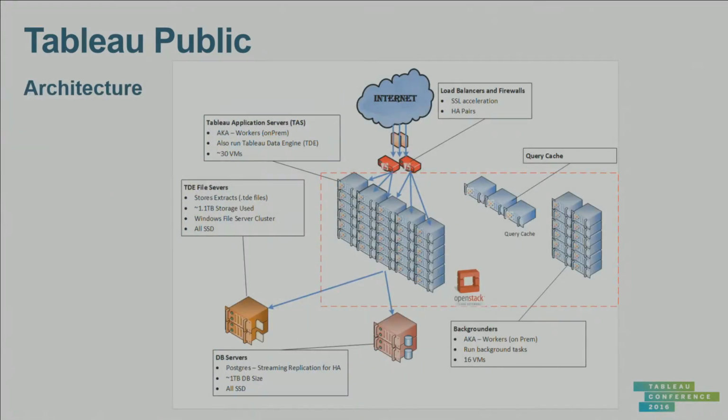All right, so let's talk about the architecture here. I'm going to start coming in from the internet and then go counterclockwise on this diagram. So you come in through the internet, you hit firewalls, then you hit F5s, hardware load balancers.